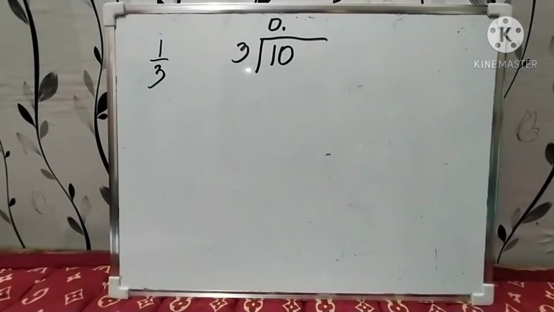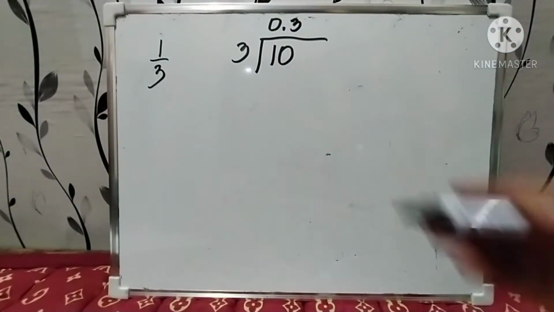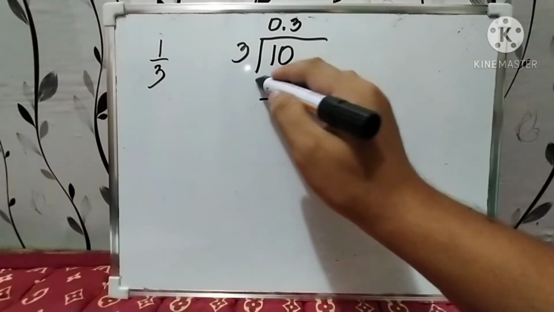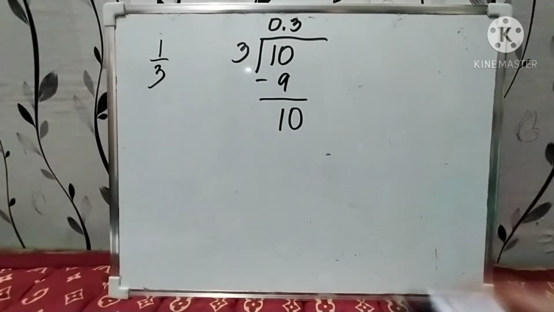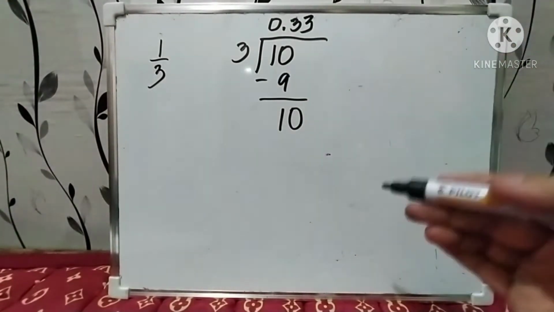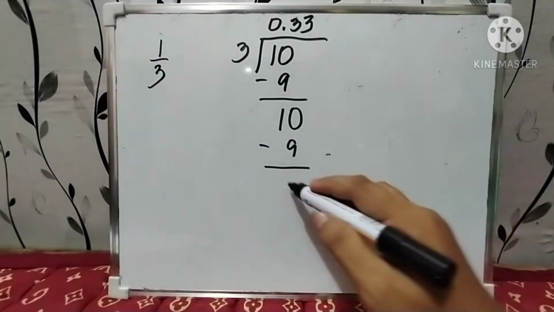Now, 10 divided by 3 is 3. Next, 3 times 3 is 9. So, subtract natin. 10 minus 9 is 1. Add ulit tayo ng 0. Next, 10 divided by 3 is 3. 3 times 3 is 9. Then, 10 minus 9 is 1.